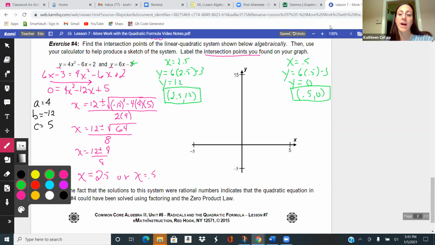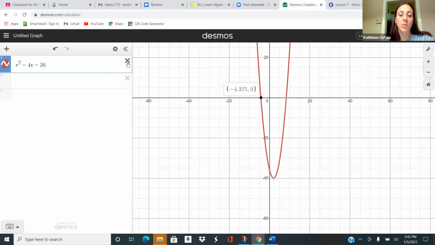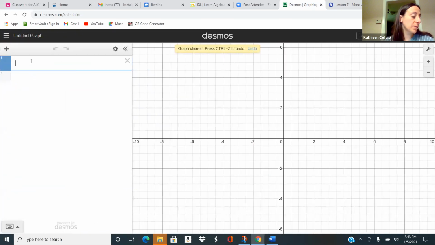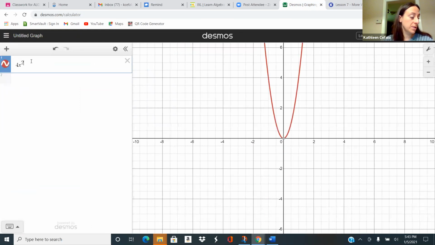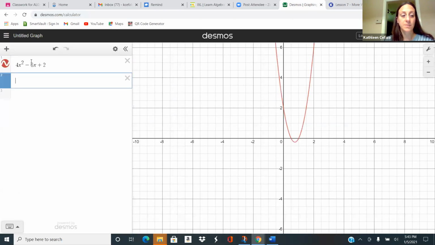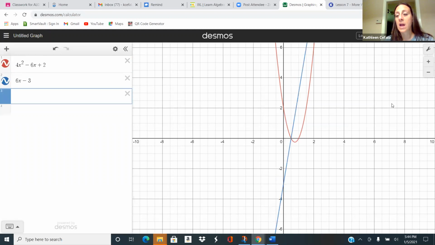So again, I'm going to go back to Desmos. And we are going to get a new graph. So I am going to graph first our parabola. So I have 4x squared minus 6x plus 2. Here's our parabola. And now I want to graph our line. The equation of the line, we have 6x minus 3. And now I want to see their points of intersection.